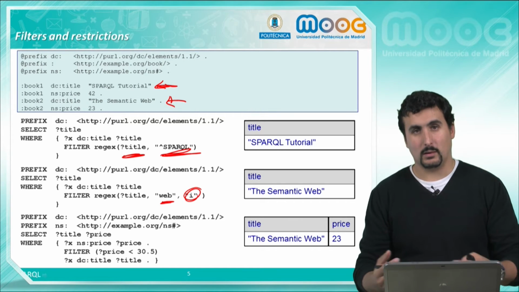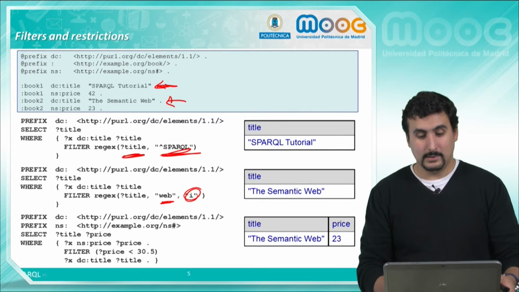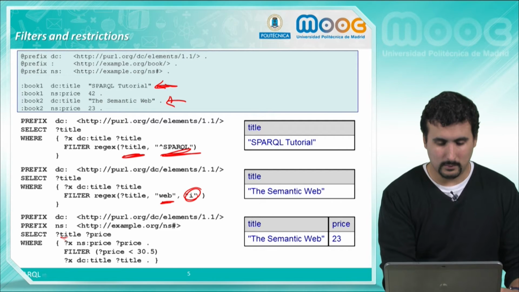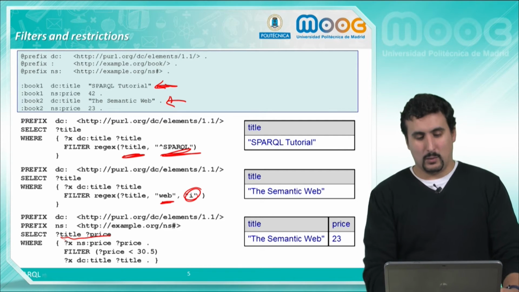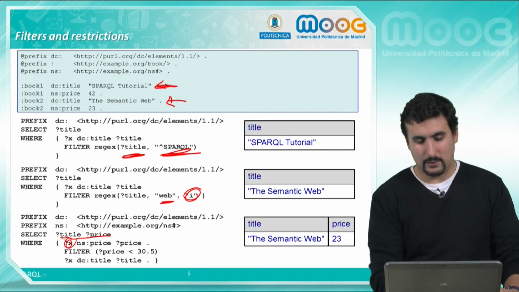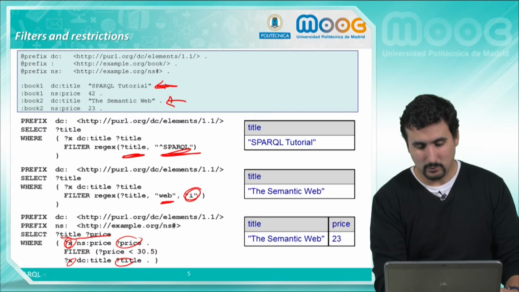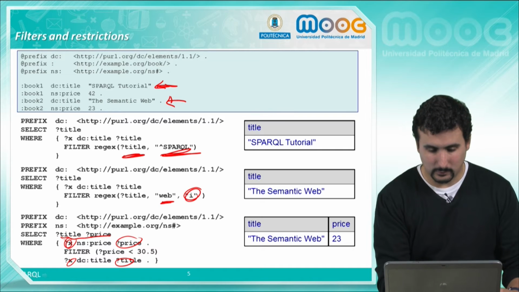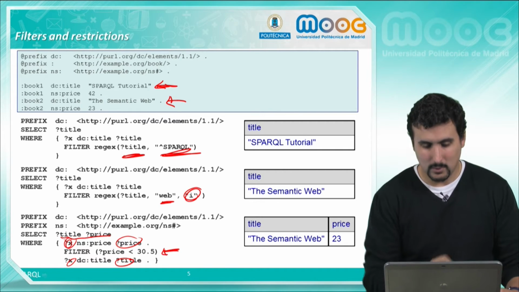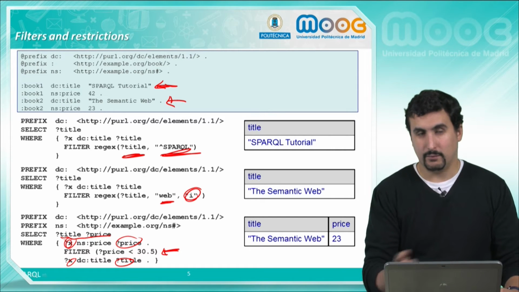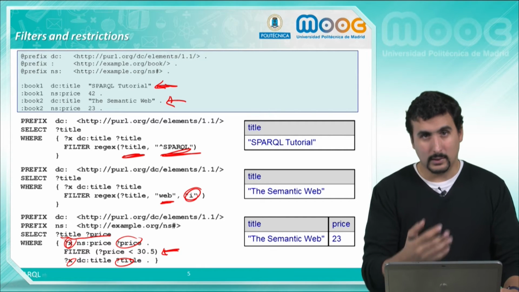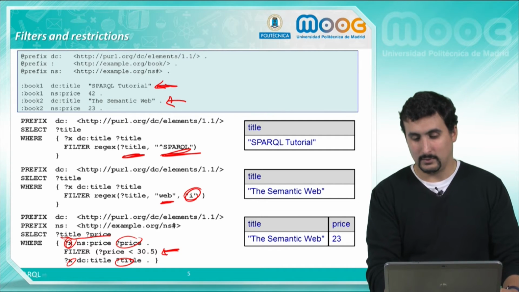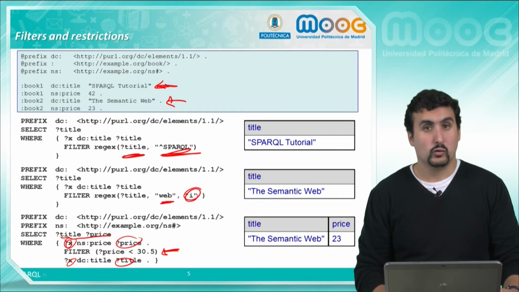filter based on comparison. So in this case, we are asking for titles and prices here in the query. We want the book to have a given price and a given title, but we want the book to have a price that is, in this case, as we are denoting here, lower than 30.5. So in this case, the only individual matching this filter is the book entitled The Semantic Web, which has a price of 23.